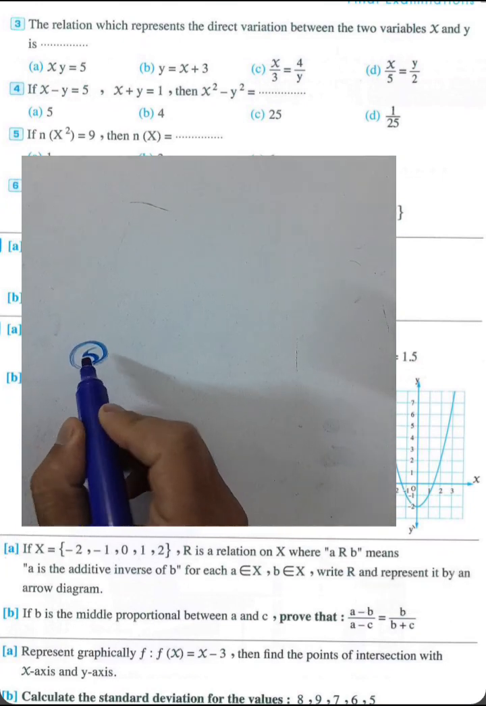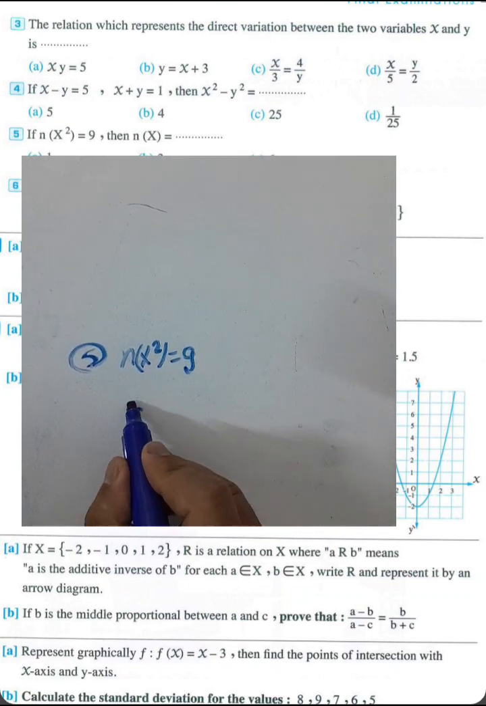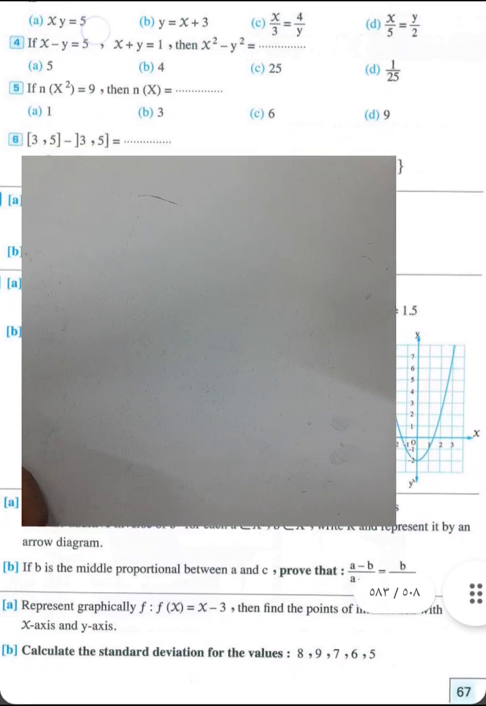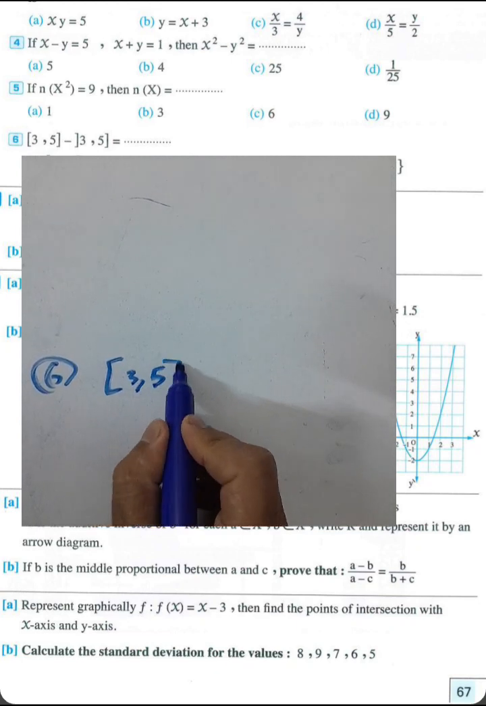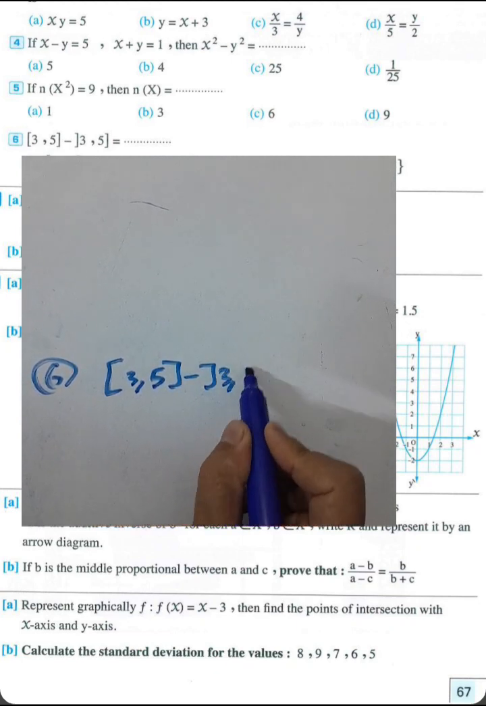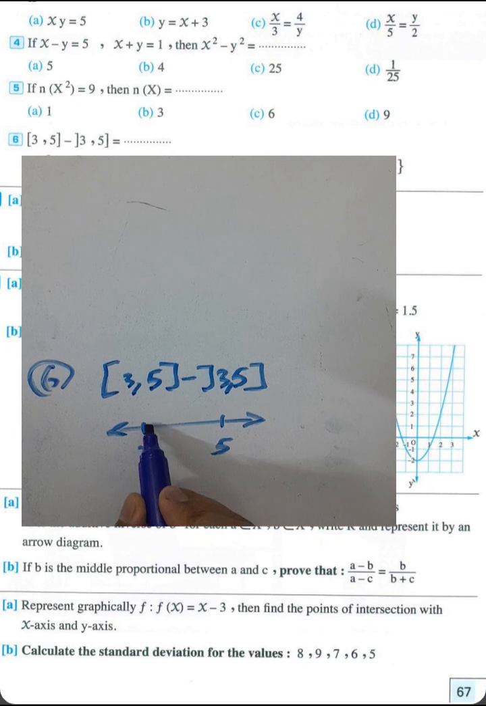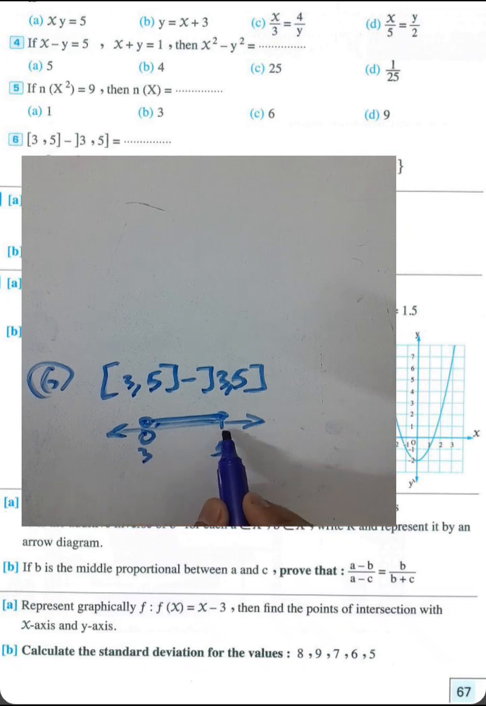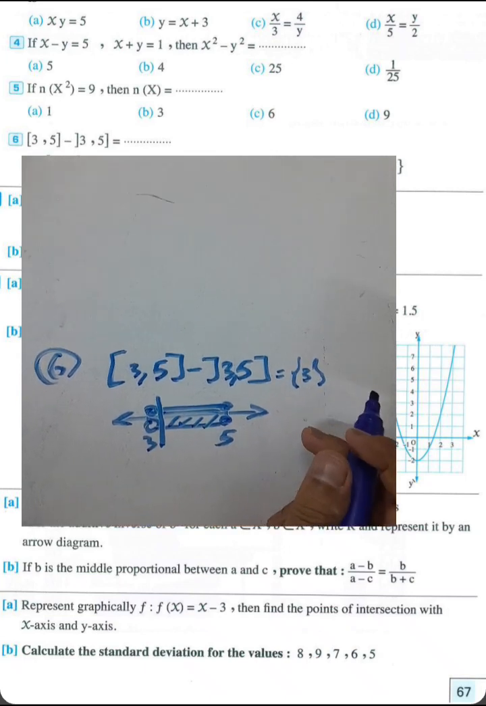Question number 5. If the number x2 equals 9, then the number of elements of x will be 3. Question number 6. You want to find the difference between two intervals. First was the closed interval 3 and 5, subtract the half closed interval. It means we have the interval from 3 to 5, closed here, and then we can cancel the open interval from 3 and closed to 5. We can cancel this interval, then the result will be one element, which was 3. Then the result will be the set of 3.